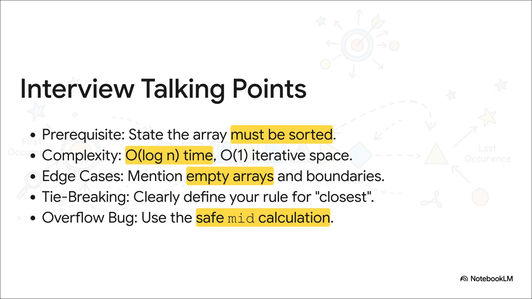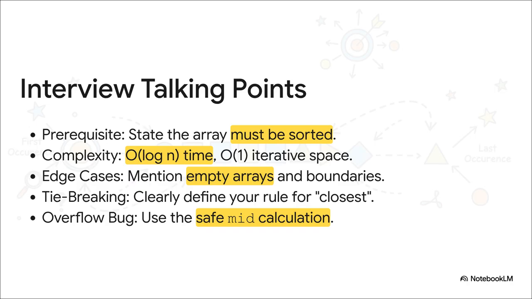Mention you'd handle edge cases like an empty array. If it's the closest problem, clearly state your tie-breaking rule. And then, for the bonus points that show you really know your stuff, you mention the integer overflow bug and use the safe formula. Ticking these boxes shows you don't just know the algorithm, you know how to use it in the real world.